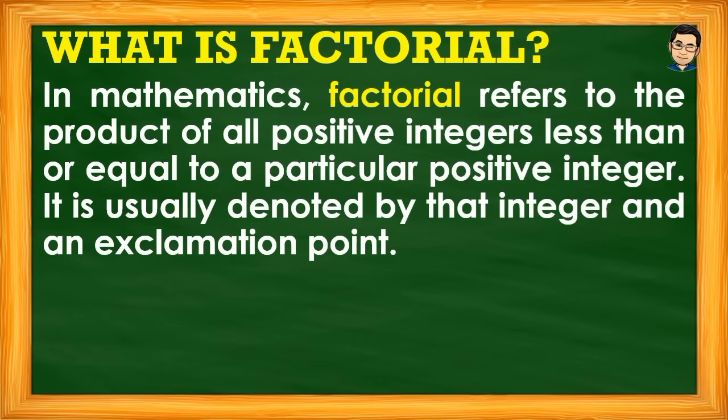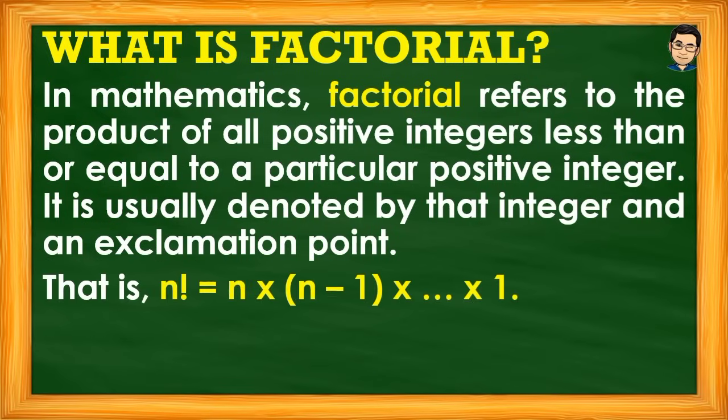So para mas maintindihan niyo po kung ano ibig sabihin ng factorial, ito po yung kanyang notation. n factorial is equal to n times the quantity of n minus 1 times up to times 1. So kapag kinukuha po natin ang factorial ng isang number, nililista lang po natin yung mga numbers pababa. And then after nating i-list down yung mga numbers na yon, i-multiply lang po natin yon. So kukunin lang po natin yung product.